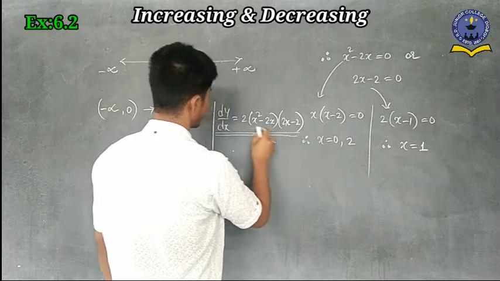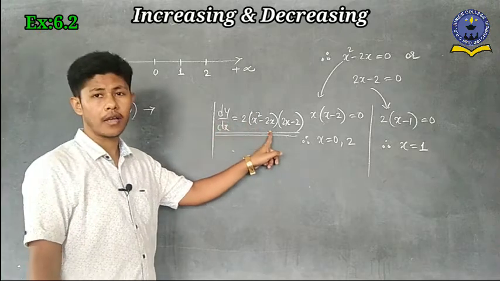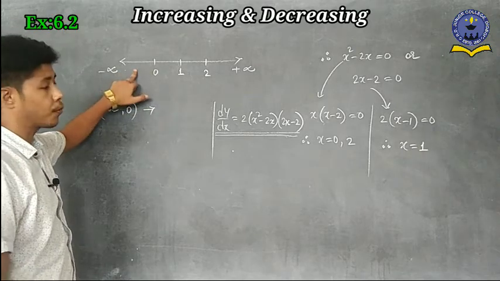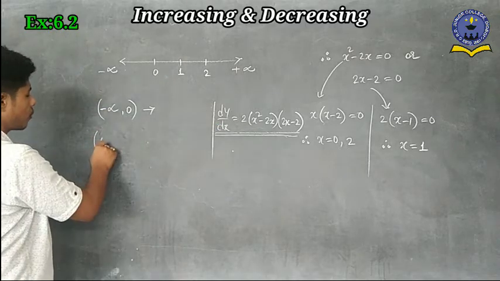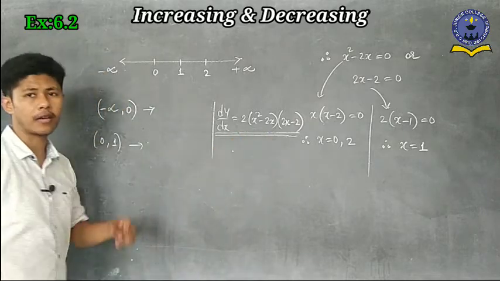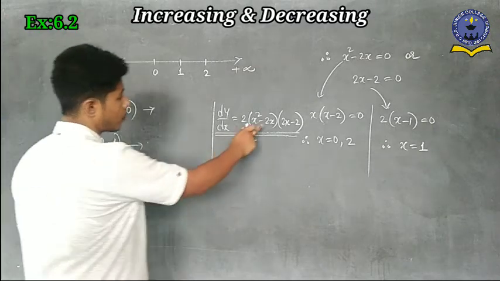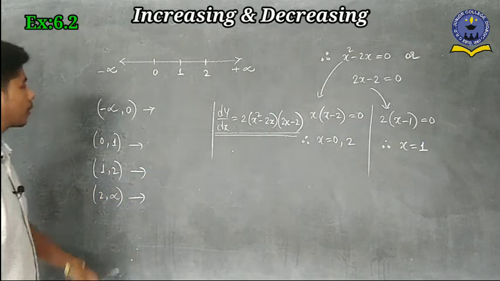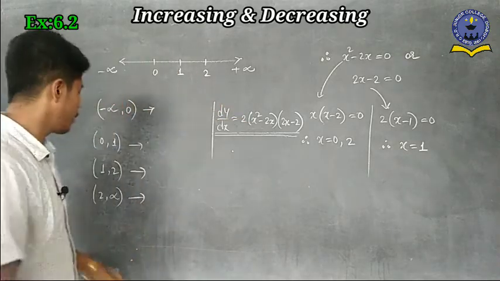So this one is the dy dx value here, and now in between minus infinity to 0, any one point we have to put here, that means any negative value, and let's check whether it is increasing or decreasing. Similarly, the next interval is from 0 to 1, any point in between 0 to 1 we have to put here, and calculate whether it is increasing or decreasing. Similarly, from 1 to 2 we have to put any point, and the last one is 2 to infinity. In which place we get increase and in which place we get decrease, this task is yours.